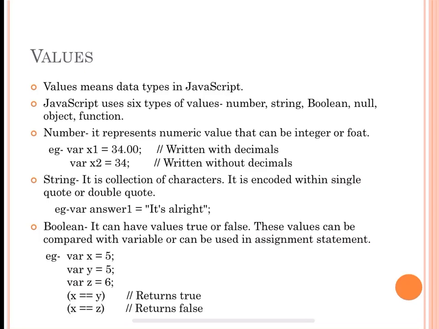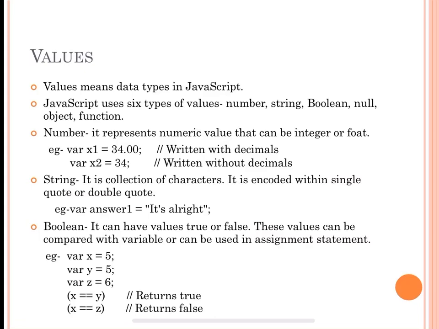Okay. First of all, we'll discuss how to declare a variable in JavaScript. In order to declare a variable in JavaScript, the var keyword is used: var, then your variable name, equal to your value. Okay. So let's start with number. What is exactly a number? Number is basically a numeric value. It can be a float or it can be an integer. Float means a number with a decimal point, and integer means a number without a decimal point. Given below are examples.